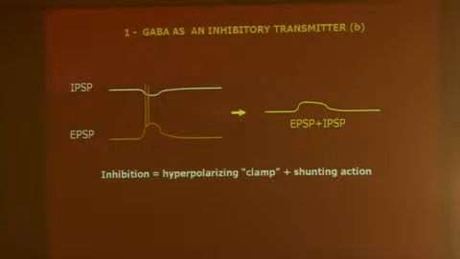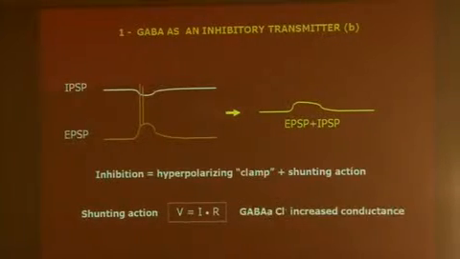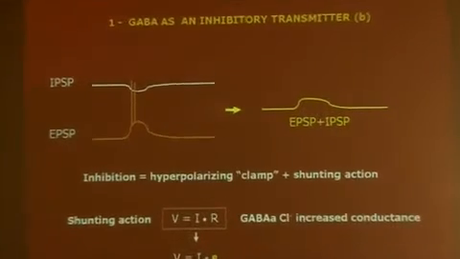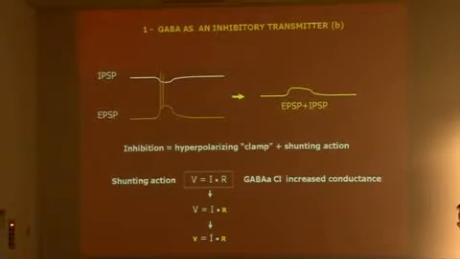But inhibition is not only due to the clamping effect, the hyperpolarization, but also to the shunting action. Shunting action means that according to Ohm's law, V equals I multiplied by R, which is the resistance of the membrane. GABA A current will increase the conductance, and so will decrease the resistance. And so what you have is a smaller V, so a smaller EPSP. Again, another way to have inhibition.